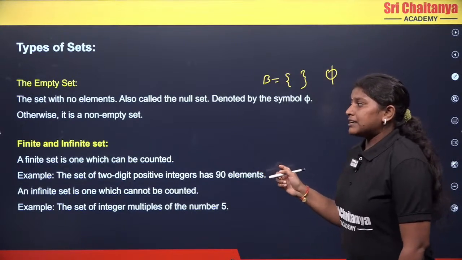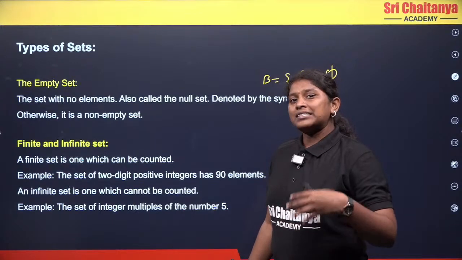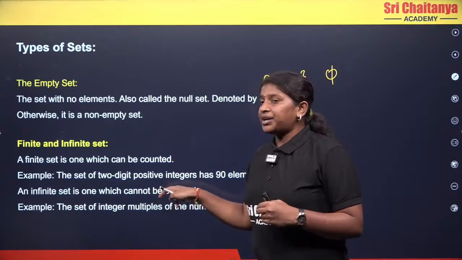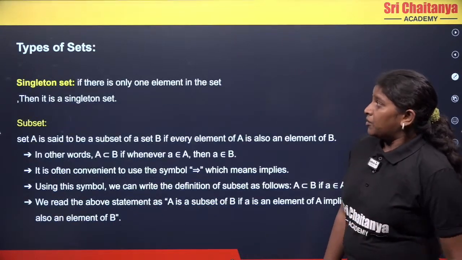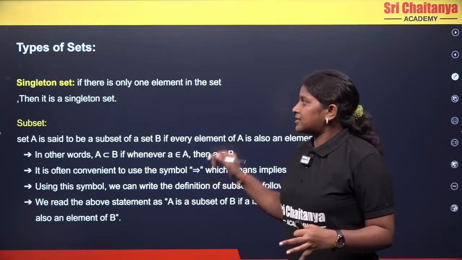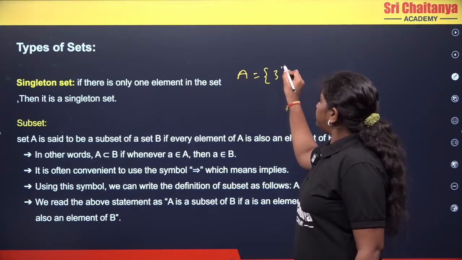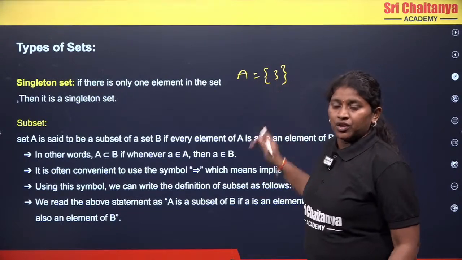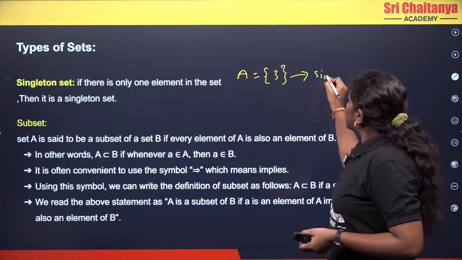So now moving to the next is the finite and infinite set. Finite set, the name itself will tell you how many elements are there. If we are having a finite number of elements, then it becomes the finite set, and if we are having an infinite number of elements, then it will be an infinite set. Moving to the next type of set, we are having the singleton set. Singleton set in the sense, if A is a set of 3. Here if you observe, the number of elements in the set A is 1, which is nothing but only one element we are having. So this becomes your singleton set.